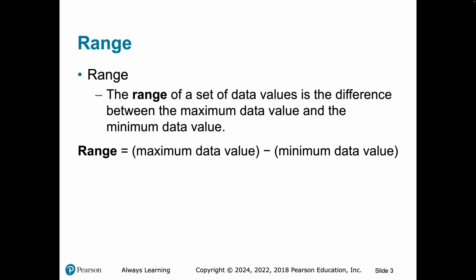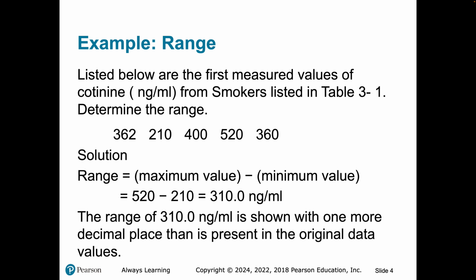But again, range, that's the first measure of variability. It's the easiest to find because it's just the biggest number minus the smallest number. The problem with the range is it can be artificially inflated if the high number or the low number are outliers. They've given you 5 numbers here. It's kind of nice because we could just eyeball it and we can see the biggest number is 520, the smallest number is 210. So take the difference and we get 310, which is the range.